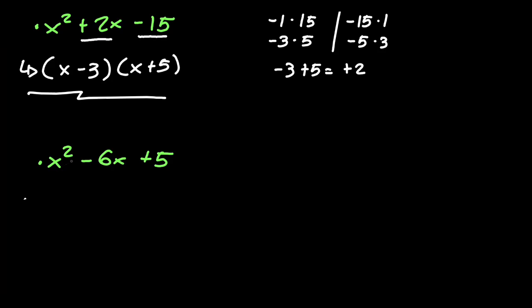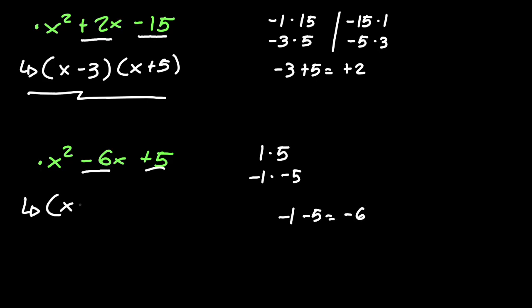Let's move on. X squared minus 6x plus 5. We're going to find the factors of positive 5 first, which would be 1 times 5 and negative 1 times negative 5. And so, what we're looking for here is negative 6x, which would be negative 1 minus 5, which is negative 6. And so our answer would be x minus 1 multiplied by x minus 5.